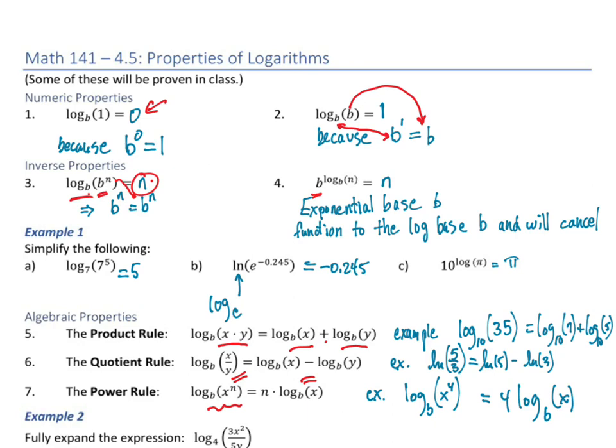But first, let's prove the product rule. Let's look at the proof of log base b of x times y equals log base b of x plus log base b of y. Oops, I forgot my b on my first expression. Log base b there. Probably missed that a few times here.